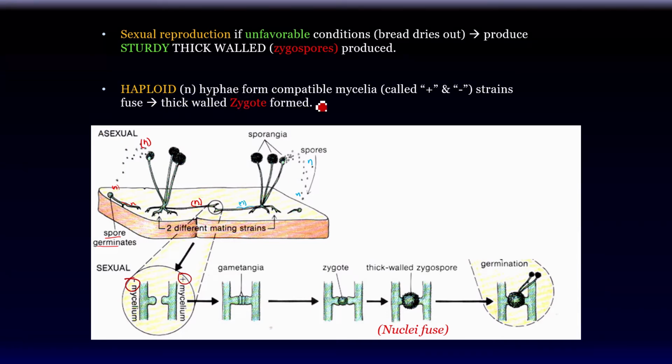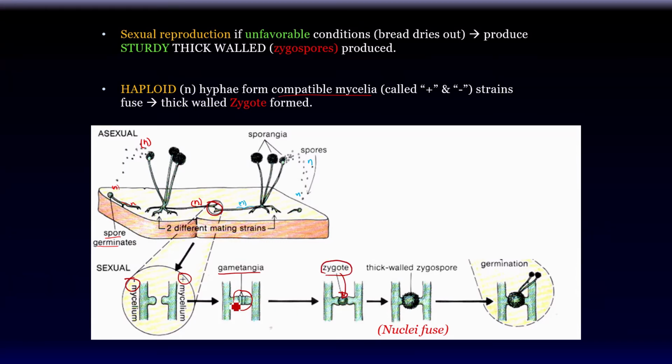So the haploid hyphae form from compatible mycelia, as long as they're the same species, basically. Then the strains fuse. So this hypha and this hypha come together and fuse over here. So the minus mycelium and the plus mycelium fuse together, all right? And they produce this particular structure, and that's called gametangia and gametes. So gametangia, or the coming together of the gametes, and then they fuse together to form a zygote.